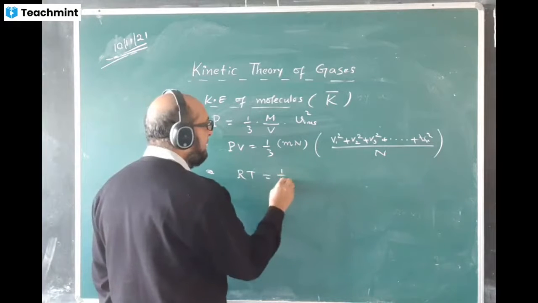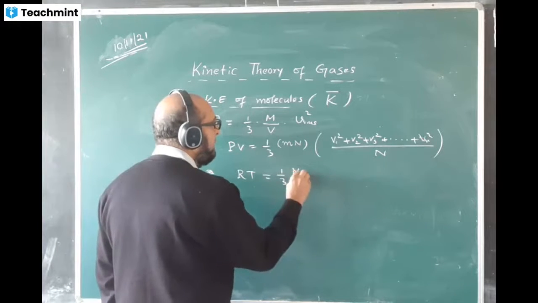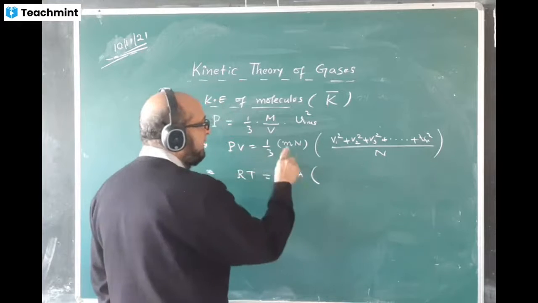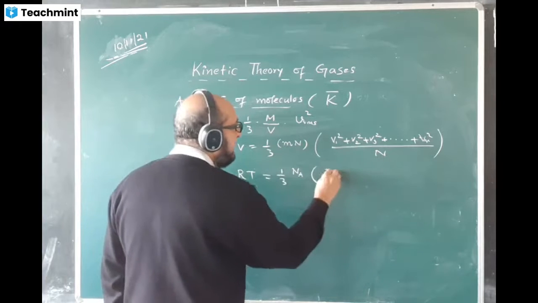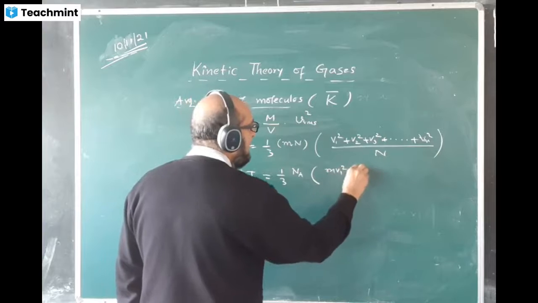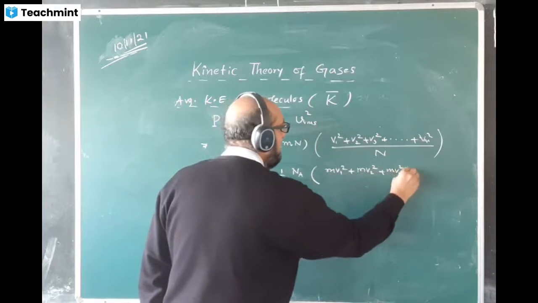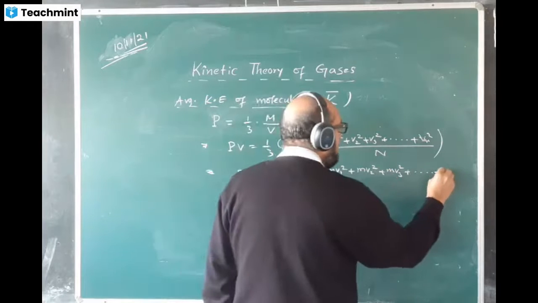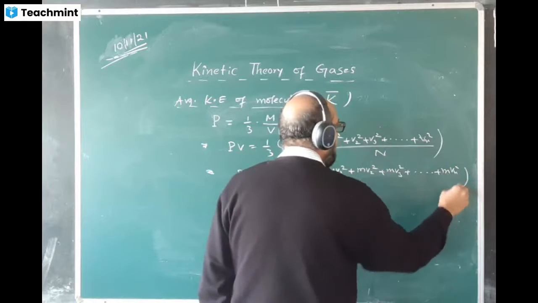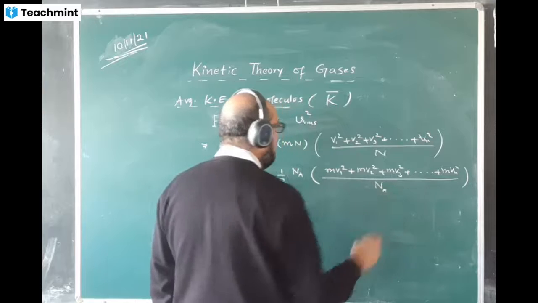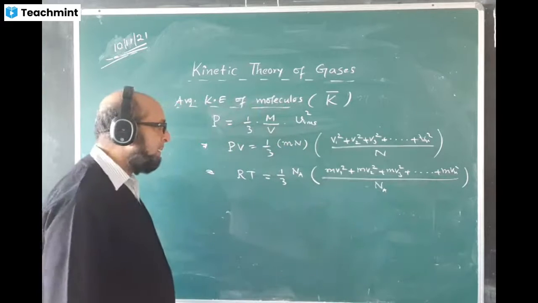So let us write that is half 3 Na here. This N is Na. This also will be Na. And this m I'll multiply inside. I'll write that is mv1 square plus mv2 square, mv3 square, and so on, mvn square, divided by the total number of molecules, that is Na. N is equal to Na.